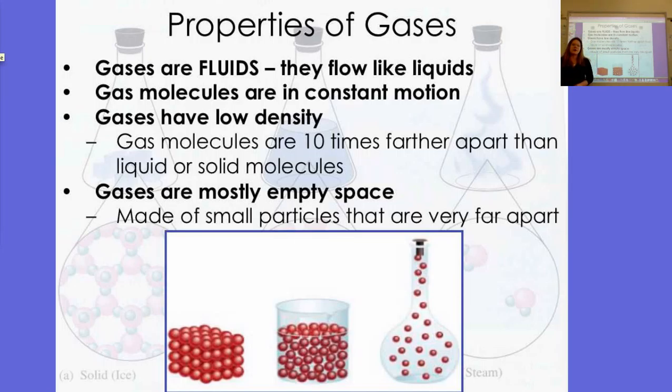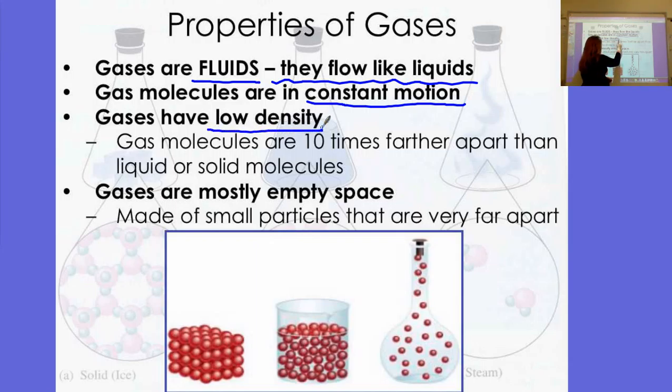First, let's talk about gases. What are some properties of gases? They are fluid. What does that mean? They flow like liquids. If you could pour a gas, it would pour like a liquid. They are in constant motion. They do not stop. They're vibrating, rotating, translating. They have the lowest density compared to solids and liquids.